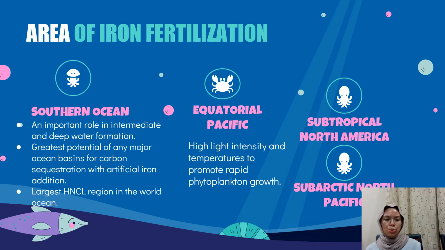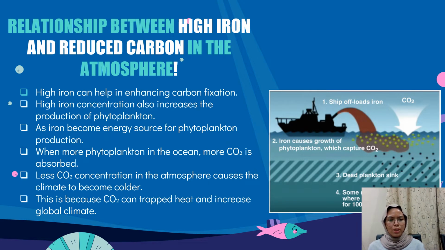The reason they chose the Southern Ocean is because it plays an important role in intermediate and deep water formation. It also has the greatest potential of any major ocean basin for carbon sequestration with artificial iron addition. It is also considered the largest HNLC region in the world ocean. For the Equatorial Pacific, the scientists chose this area because of its high light intensity and temperatures that promote rapid phytoplankton growth.